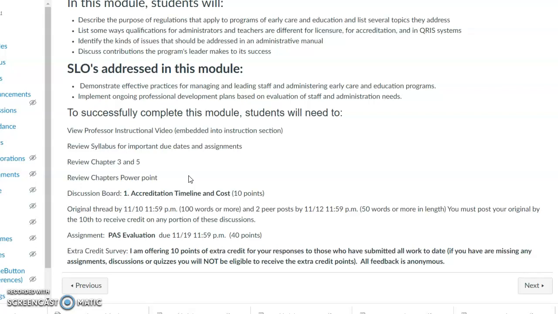And then we went over the PAS assignment. It's due the 19th. We went over that last time, and again, we'll kind of touch base with it next time we meet as well. And if you have any questions, please do email me, and that's going to be worth 40 points.